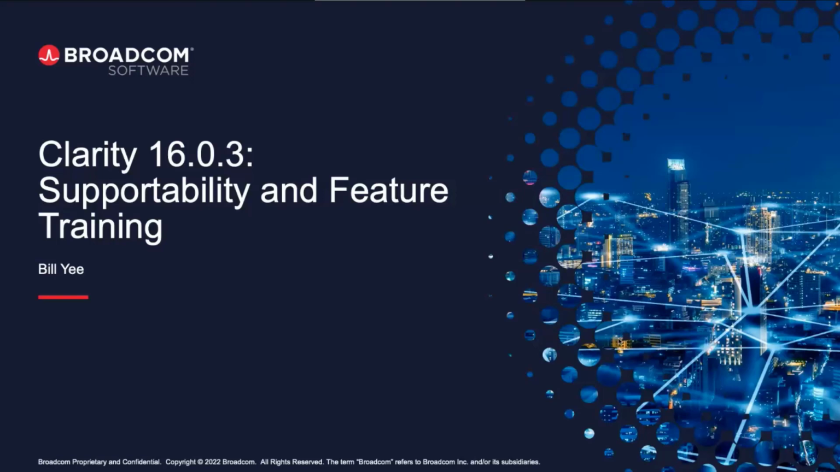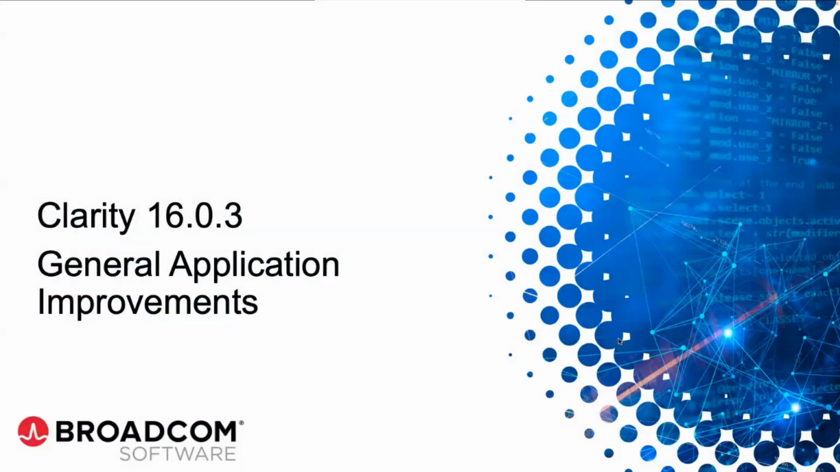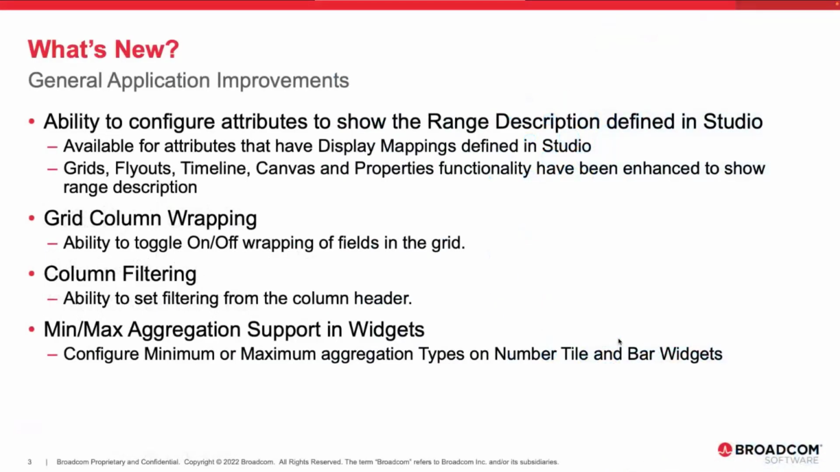My name is Bill Yee, and today we're going to cover the general application improvements that we did as part of 16.0.3. So one of the enhancements we did is that we added the ability to configure to show the range descriptions that are defined as part of display mappings within Studio. And now you can see those range descriptions within the grid, the flyout, timeline, canvas, and the properties functionality.